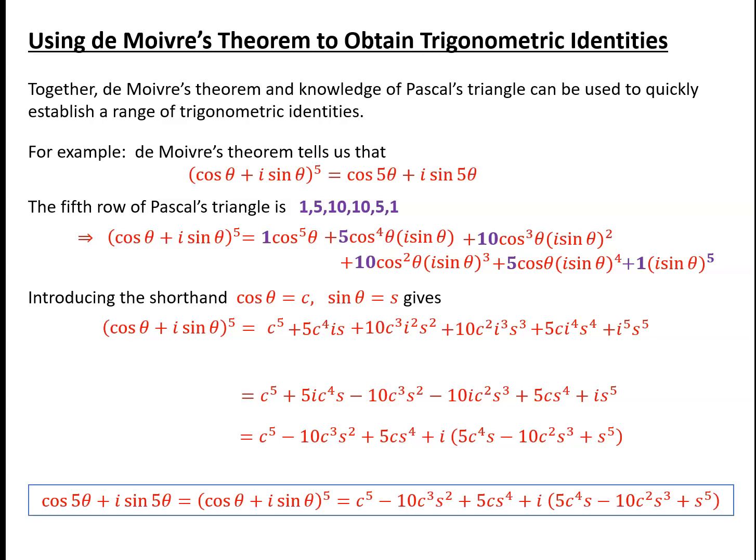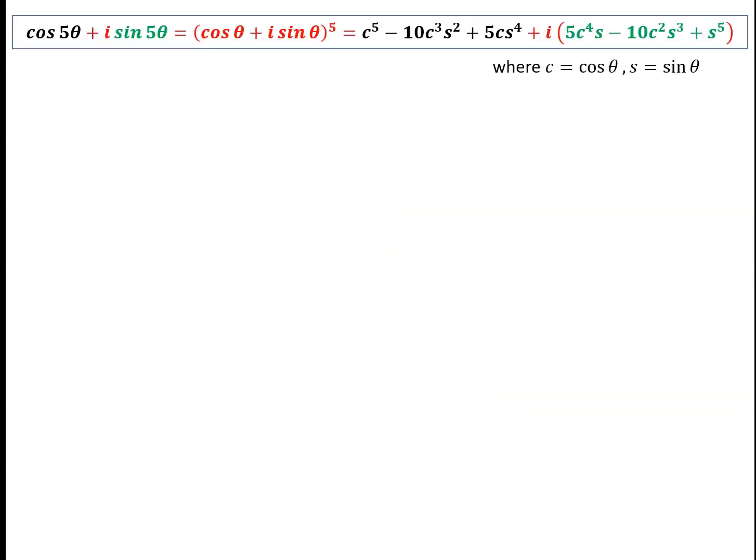So what that tells me is that cos 5 theta + i sin 5 theta, which we know is the same thing by Moivre's theorem as (cos theta + i sin theta) to the power 5, is the same thing as c to the 5 minus 10 c cubed s squared plus 5c s to the power 4 plus i times (5 c to the 4 s minus 10 c squared s cubed plus s to the 5). Okay, so there's that result again. Now let's just look at the two bits separately.